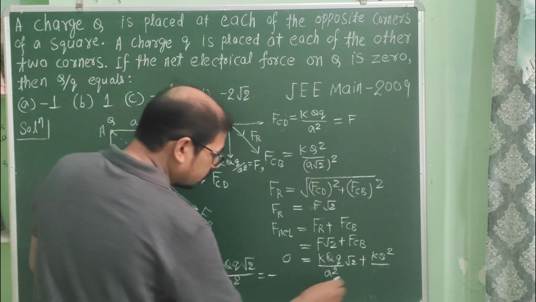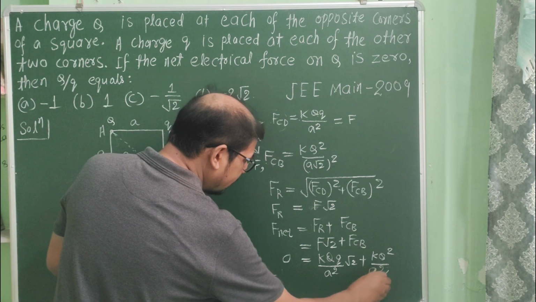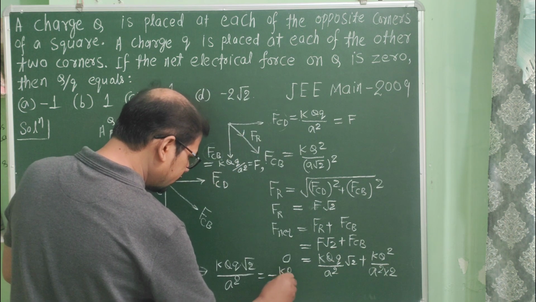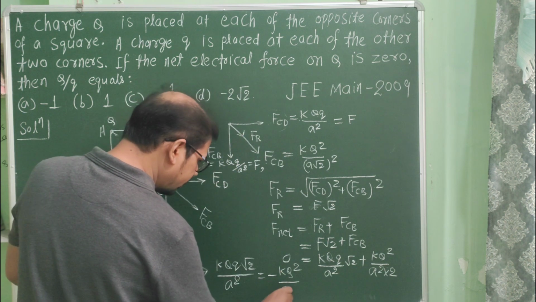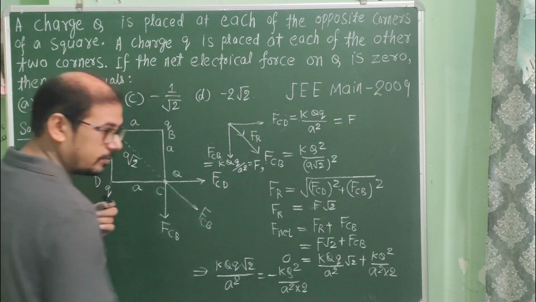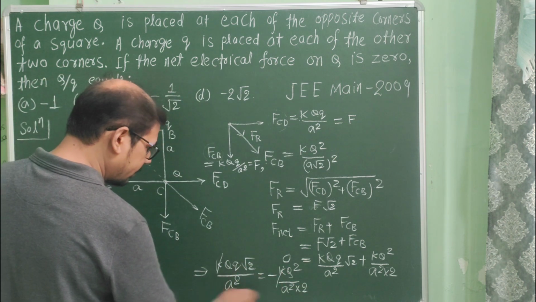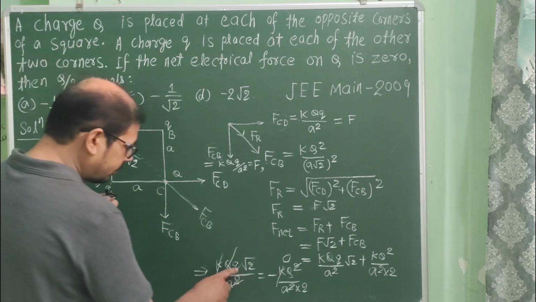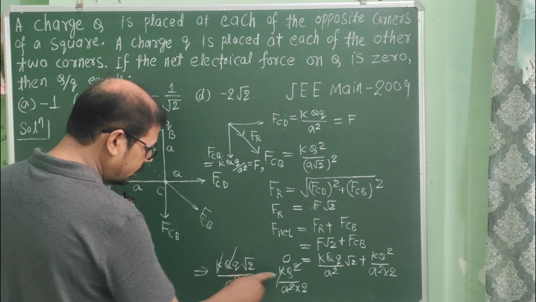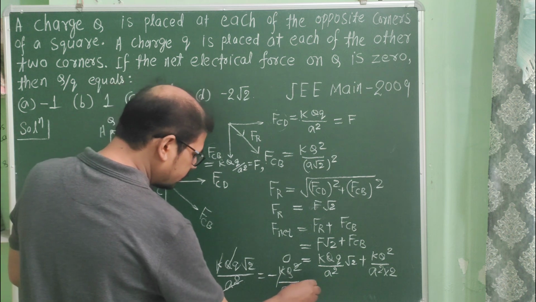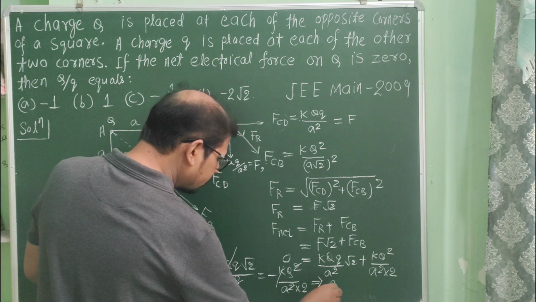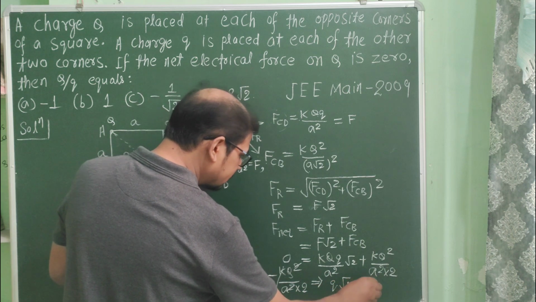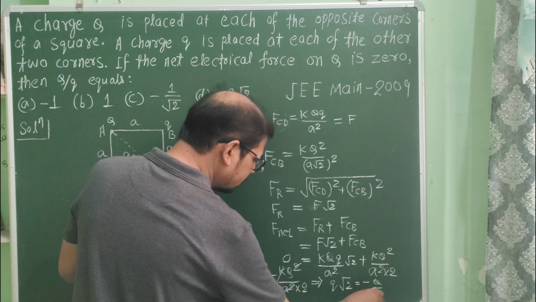K q square divided by a square into 2. A root 2 squared becomes 2, so K q square divided by a square into 2. Okay, K and K, one capital Q, a square and a square cancel. Here becomes small q root 2, here becomes q divided by 2. So we can write small q root under 2 is equal to minus q divided by 2.